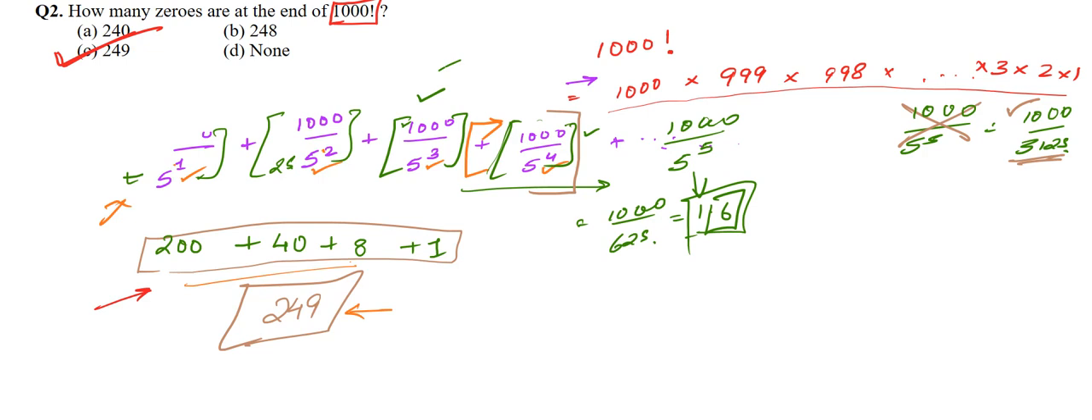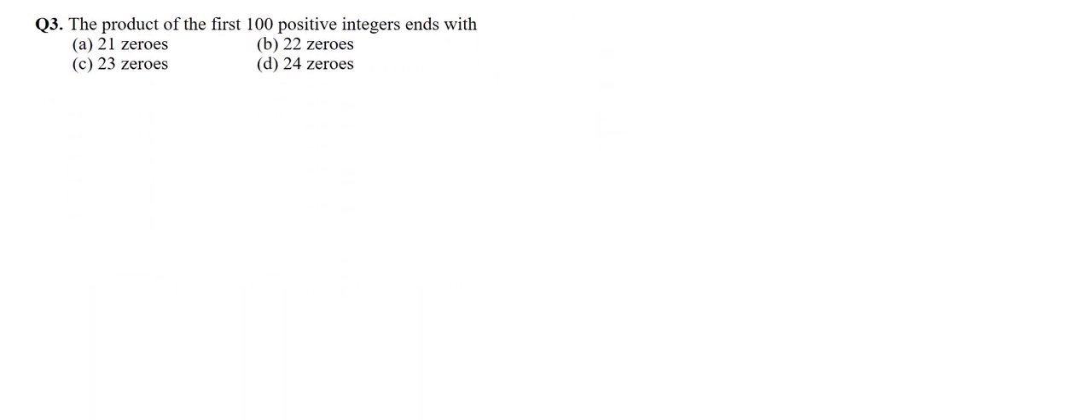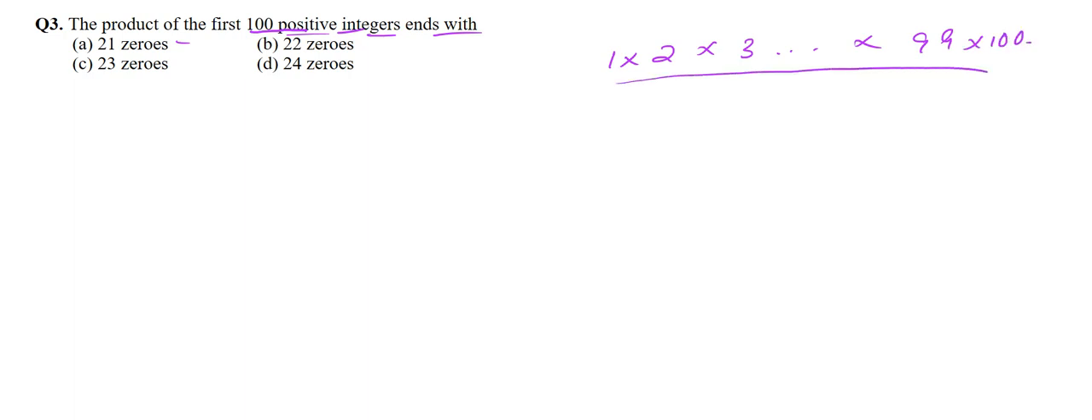Now let's move on to the third question. So here we have the third question which says the product of first 100 positive integers ends with. So here also we have the same thing, but here we have not used the factorial part, but it is the product of first 100 positive integers. So first 100 positive integers are 1 into 2 into 3 dot dot dot till 99 into 100. So these are the first 100 positive integers. So this can be written as 100 factorial.